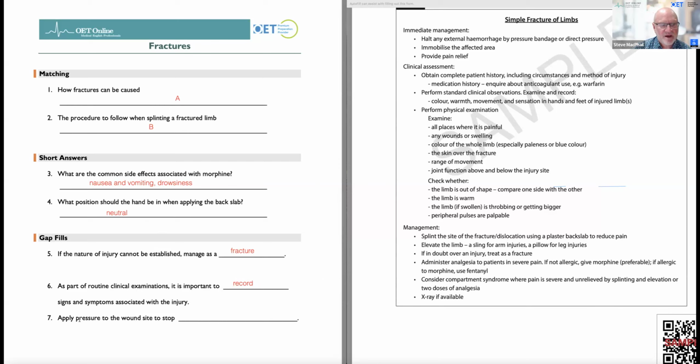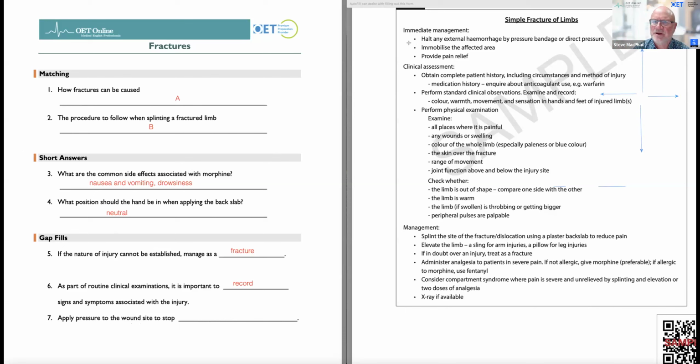Okay, last one. Apply pressure to the wound site to stop something. Who remembers reading that? Apply pressure to stop. So you might think logically that you'll start going down, right? But just remember, I think we're in text B, you can always go backwards as well. You can go across, you can go that way. That's skimming and scanning. Your eye should move.